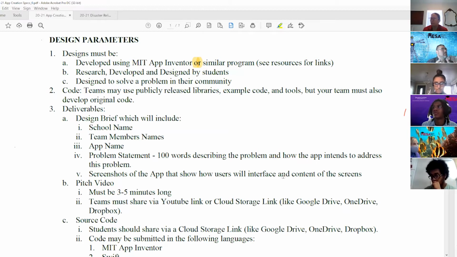So screenshots of the app, if you can get those, or if you can't even get to that point, if it's drawings and sketches that you made of what things would look like and how they would flow, that should be part of your design brief as well.